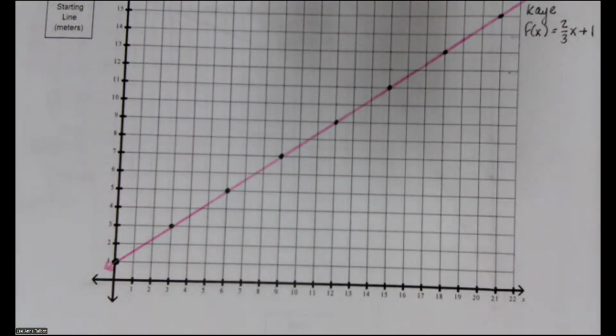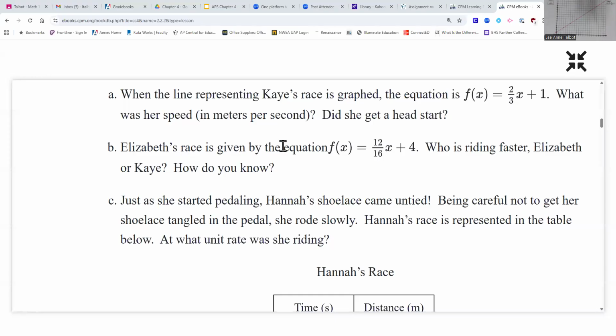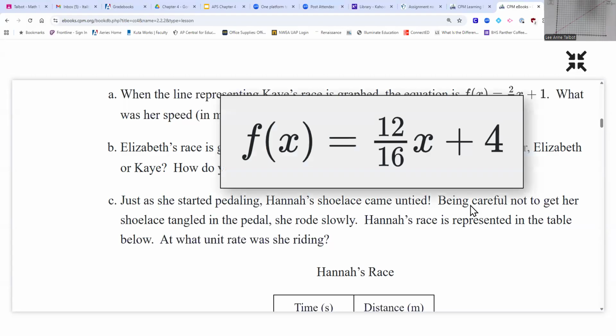Okay, next. Elizabeth's race is given by the equation f of x equals 12/16 x plus 4. Who is riding faster, Elizabeth or Kay? How do you know? So we're going to start at 4. A head start of 4. And then up 12/16.